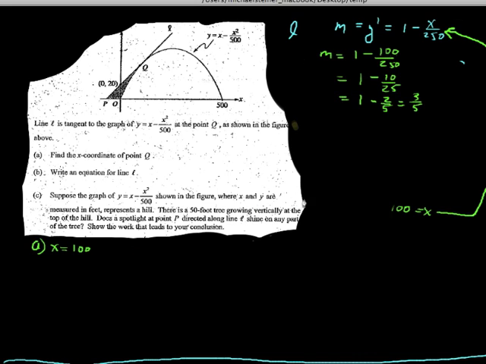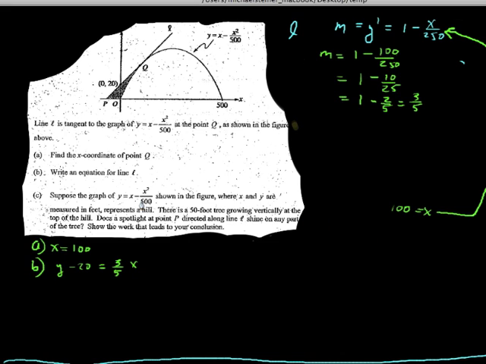So let's go and answer B in one fell swoop. We have y minus 20, okay, this is point slope, is equal to 3/5, here's our slope, times x. So now I'm through with that guy.